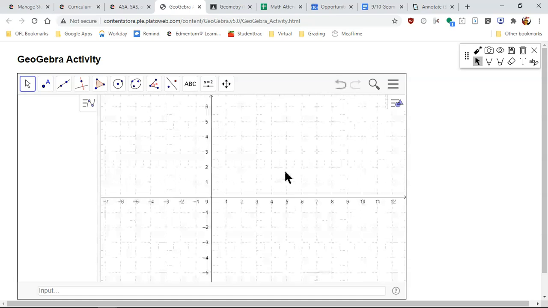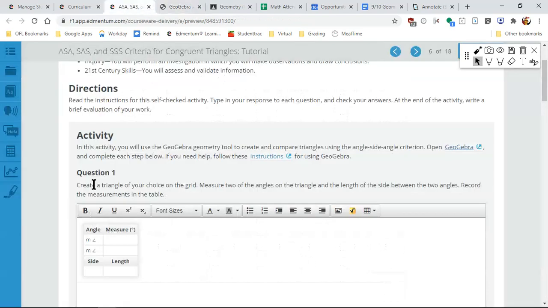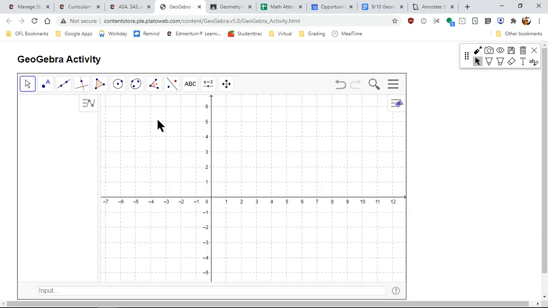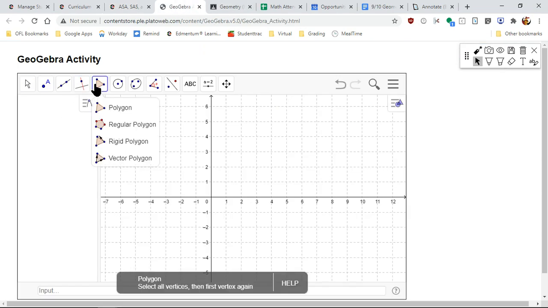Okay, I guess they just gave us a general GeoGebra. I'm used to them doing... So, create a triangle of your choice, measure two angles and the side in the middle, and record the measurements on this table. Okay, so what we're going to do here is this.